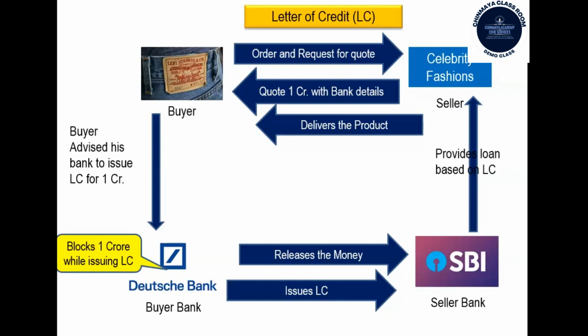Enabling trust will increase the ease of doing business. Here, ease of doing business. The business was done at ease because there is a trust enabler. You understood how the LC works?